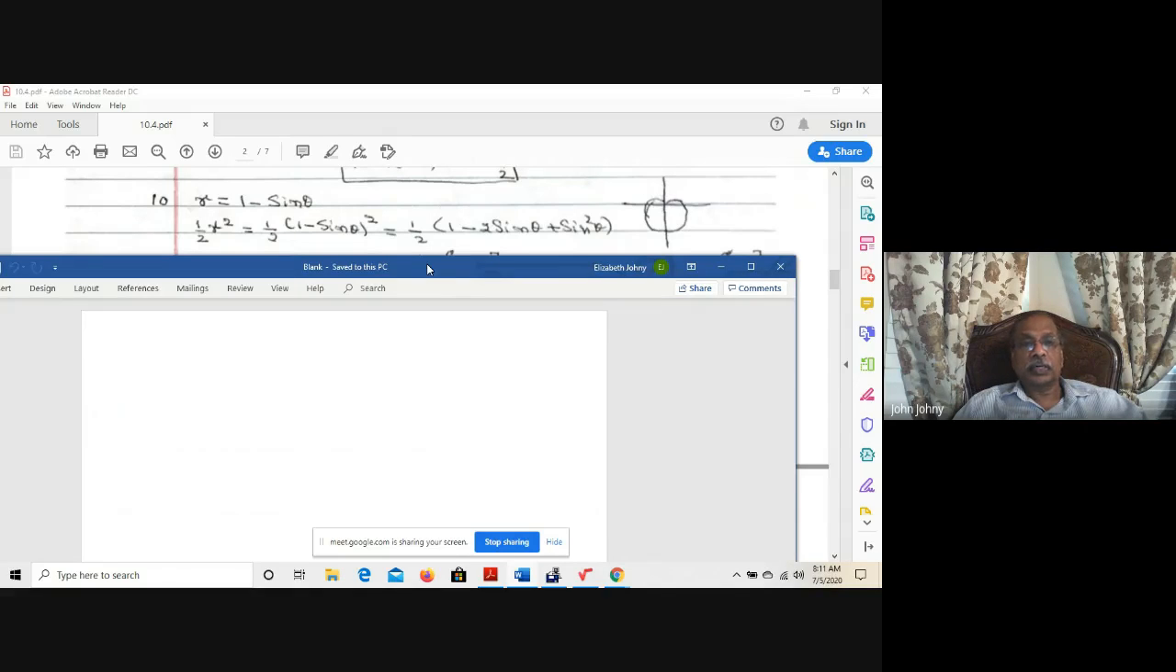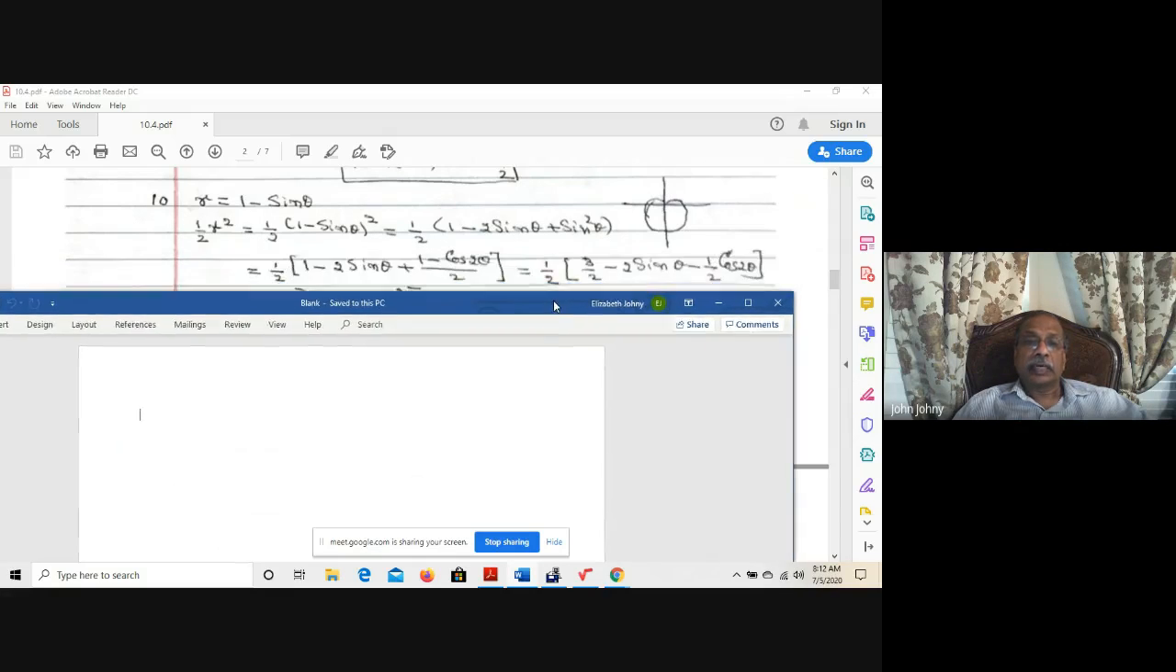So first you calculate 1/2 r square, that is 1/2 times 1 minus sine theta the whole square, that is 1/2 times FOIL: 1 minus 2 sine theta plus sine square theta. Again apply the power reducing formula. So 1/2 times 1 minus 2 sine theta plus 1 minus cos 2 theta over 2. Sine square theta is 1 minus cos 2 theta over 2.